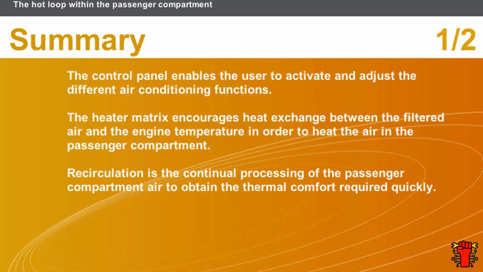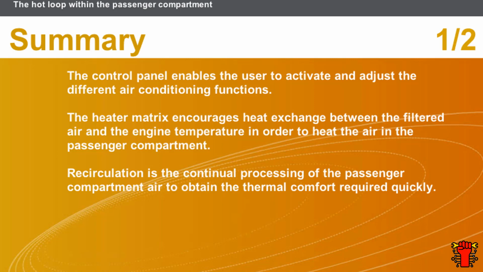In this section, we have covered the following points. The control panel enables the user to activate and adjust the different air conditioning functions. The heater matrix encourages heat exchange between the filtered air and the engine temperature in order to heat the air in the passenger compartment.